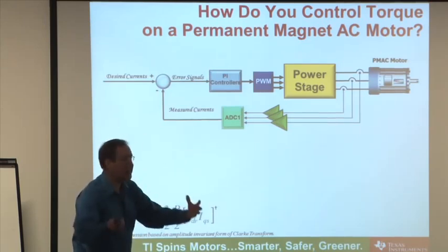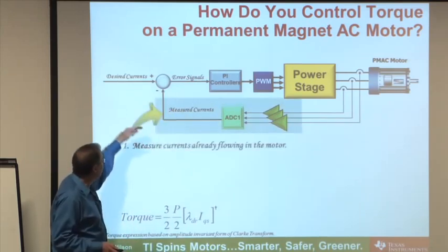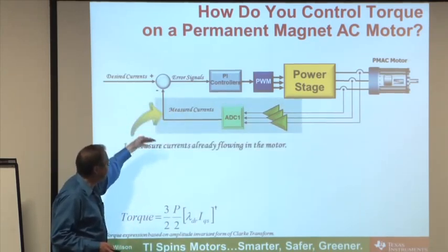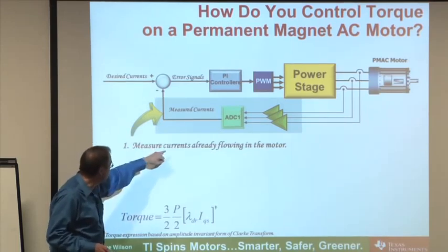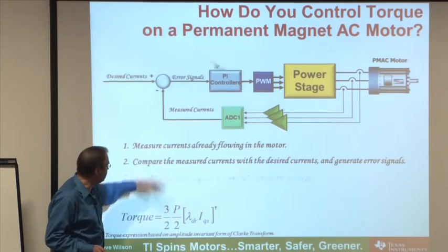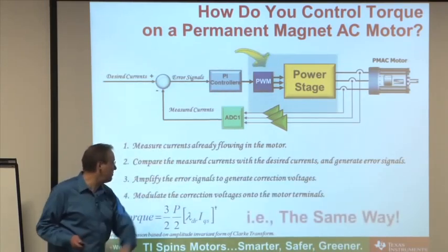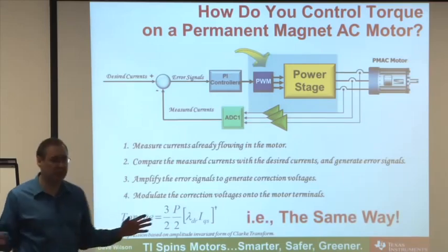My big intro just kind of fell flat there, because I want to show you that for an AC motor, it's exactly the same thing. Step 1, measure the currents already flowing in the motor, compare the measured currents with the desired currents, amplify the error signal to generate correction voltages, and modulate them onto the motor terminals. That's how we do it with an AC motor.